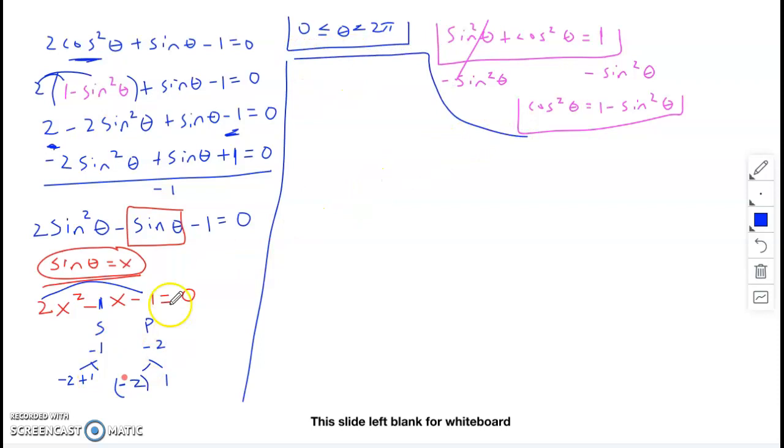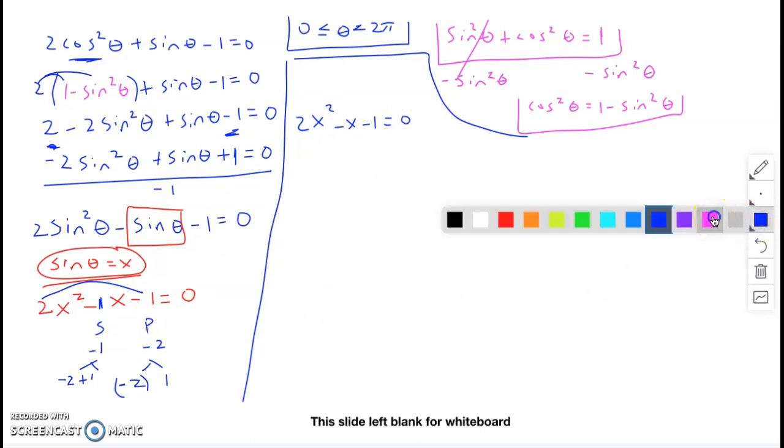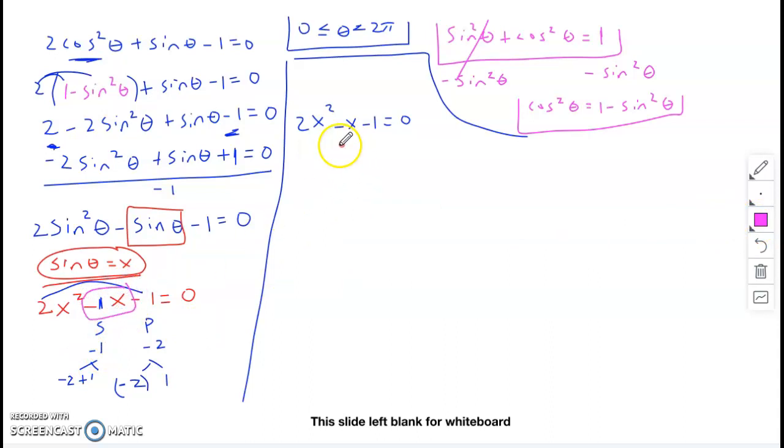Let's keep going here on the right side. I'm going to bring that trinomial, 2x squared minus x minus 1 equals 0. And I'm going to break the middle value. This negative x, I'm going to turn that into -2x plus 1. That's where I use these two values, -2 and 1.